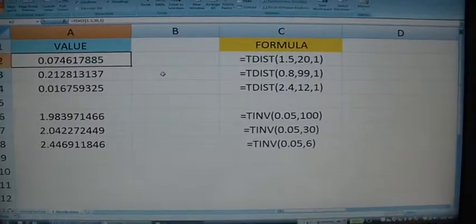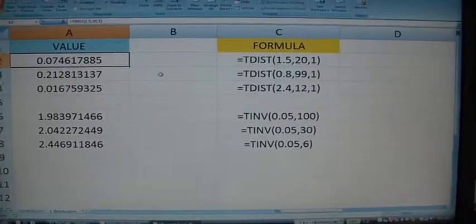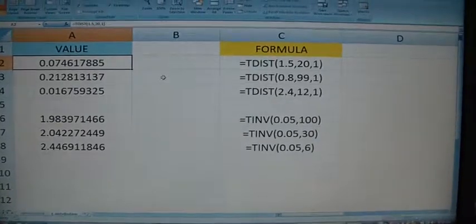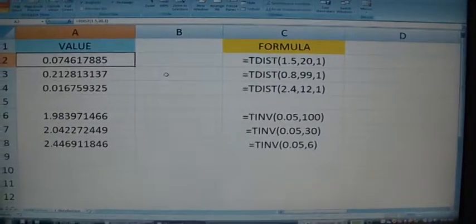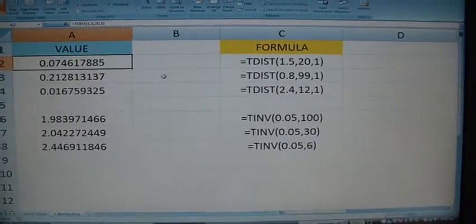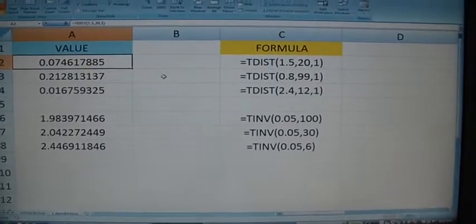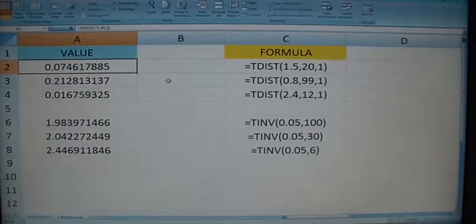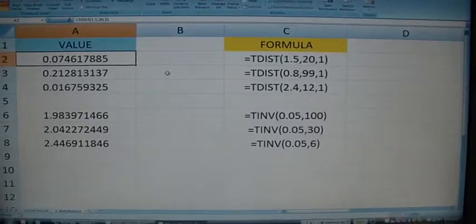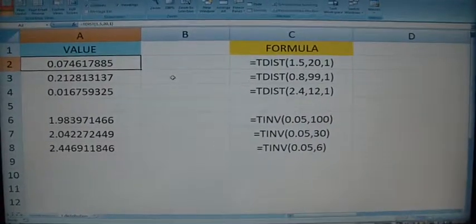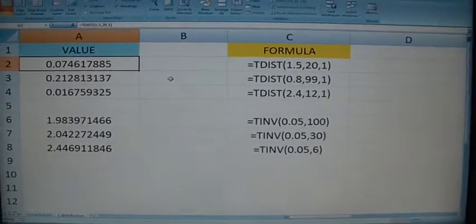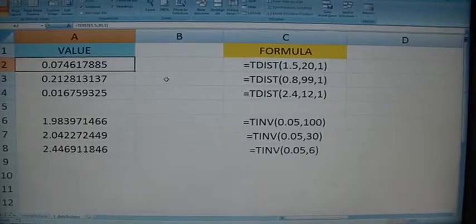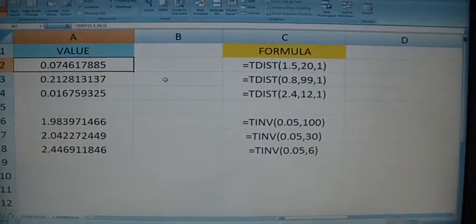And then the third one is the probability that a t-distribution with 12 degrees of freedom is greater than 2.4. That is, what's the chance of being more than 2.4 standard deviations away from the mean with 12 degrees of freedom? And you can see it's about 1.6759%.